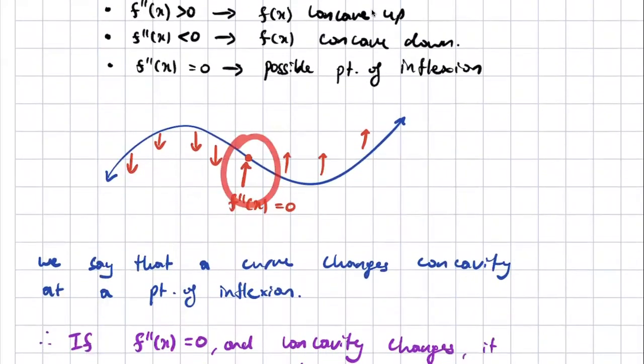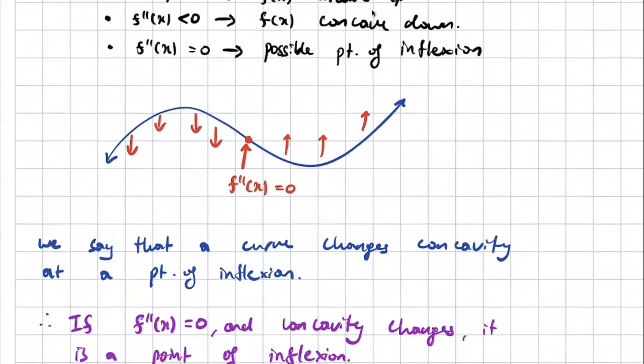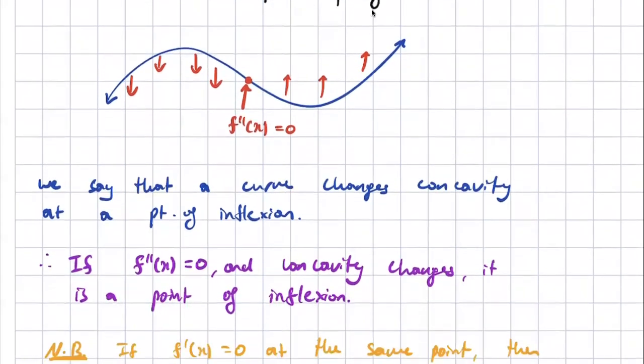So in this diagram, we have our point of inflection. You can see we go from concave down to concave up. And in this particular case, that would be where the second derivative is equal to 0. We say that a curve changes concavity at a point of inflection, so negative to positive, or positive to negative.